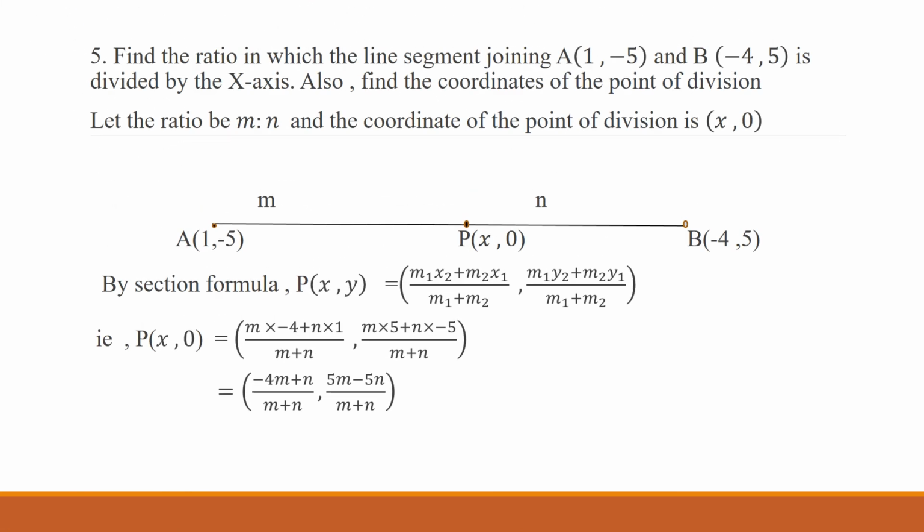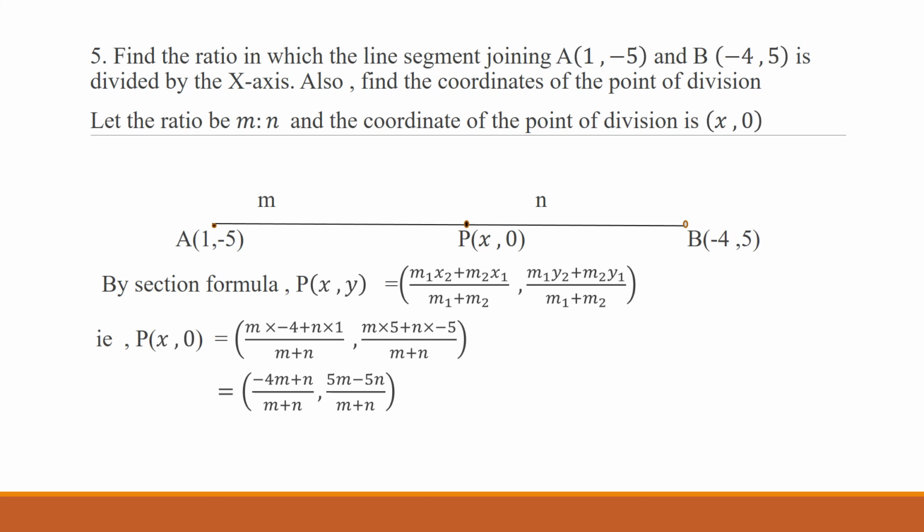Question number 5. Find the ratio in which the line segment joining A(1, -5) and B(-4, 5) is divided by the x-axis. Also, find the coordinates of the point of division. Here the ratio is missing. So, let us take the ratio as m:n. And the line segment AB is divided by the point P, and this point P is on the x-axis. So, we can take the coordinates of P as (x, 0).